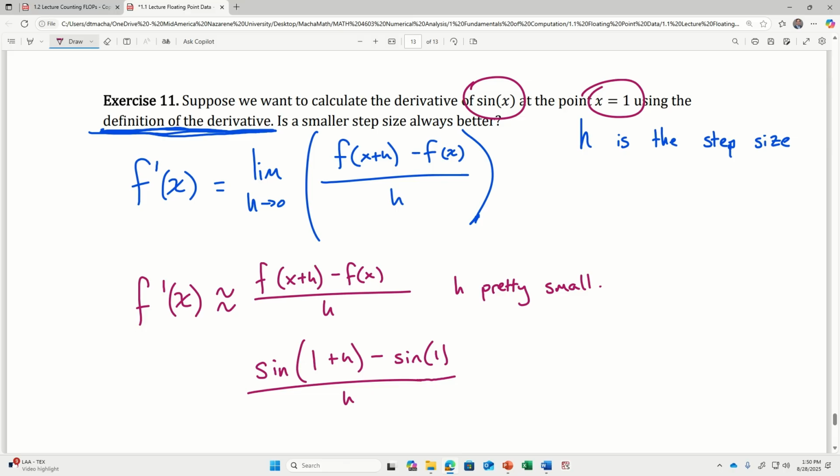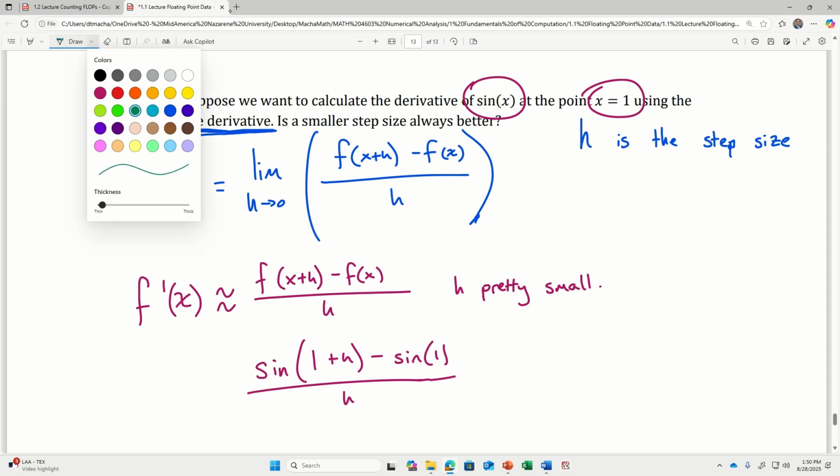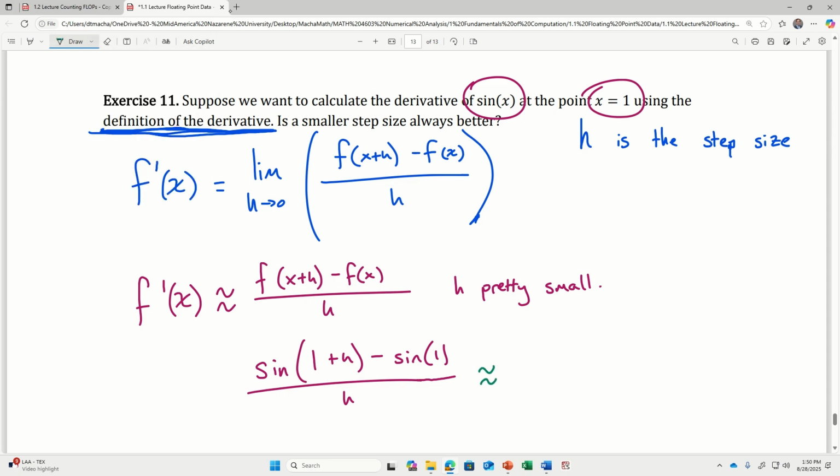And the question now is, if I'm using this to approximate cosine of 1, which is really the derivative of sine at x equals 1, then am I always going to get a better approximation if I choose a smaller number for h?